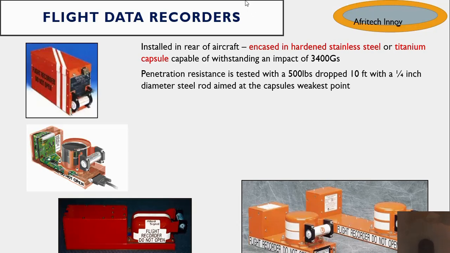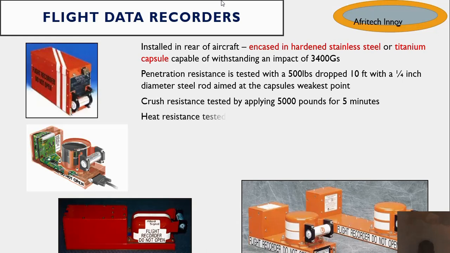Penetration resistance is tested with a 500 pound weight dropped 10 feet with a 1/4 inch diameter steel rod aimed at the capsule's weakest point. Crash resistance is tested by applying 5,000 pounds for 5 minutes. Heat resistance is tested at 1100 degrees Celsius for 13 minutes.